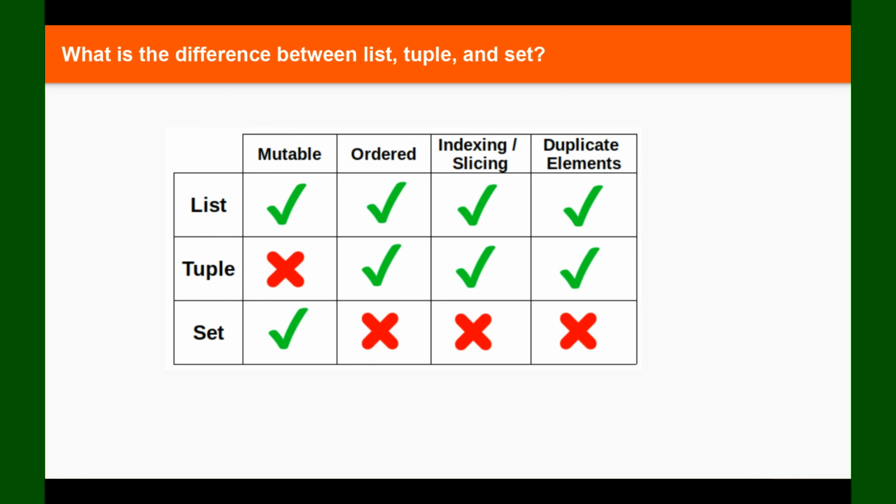The syntaxes may be different. For set, we have curly brackets, for list, we have square brackets, and for tuples, we have normal brackets.